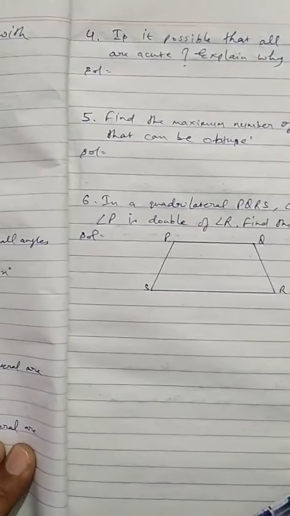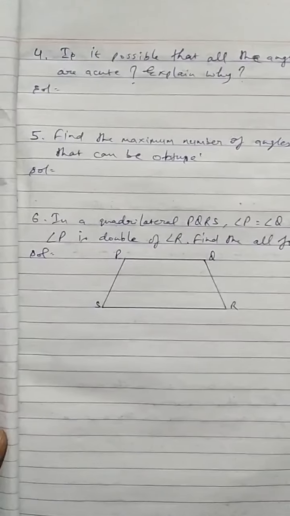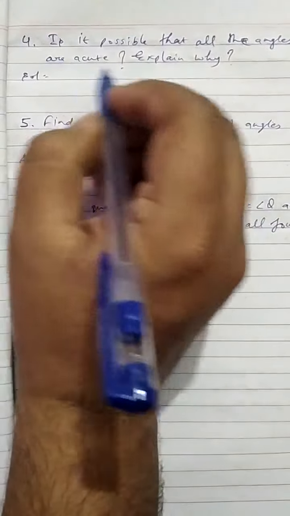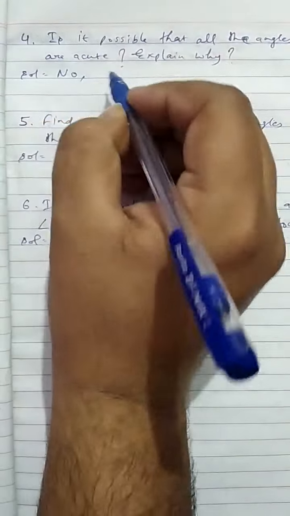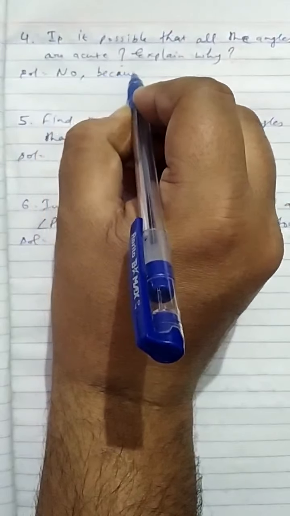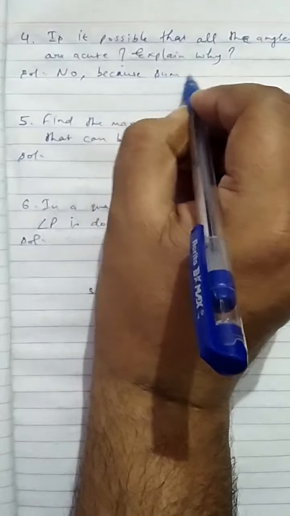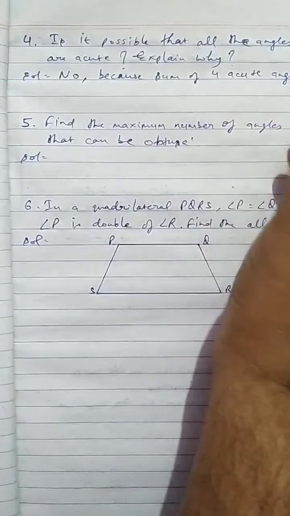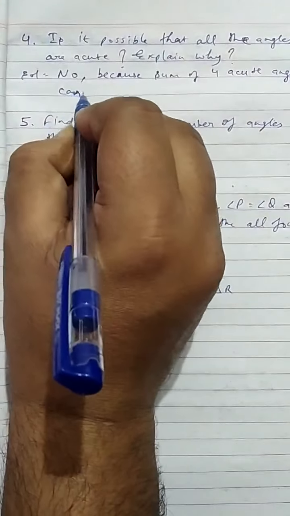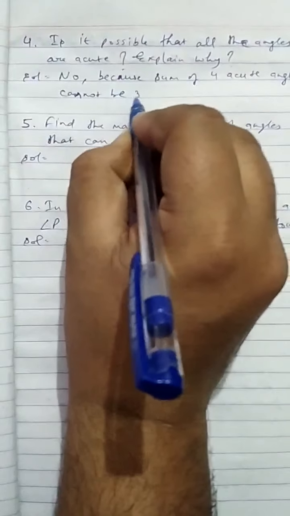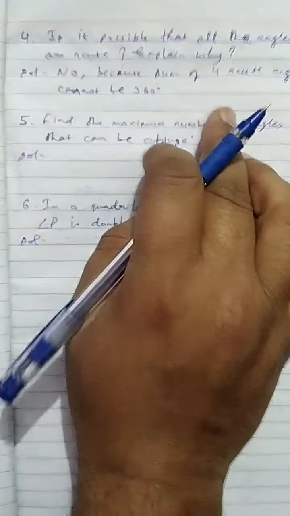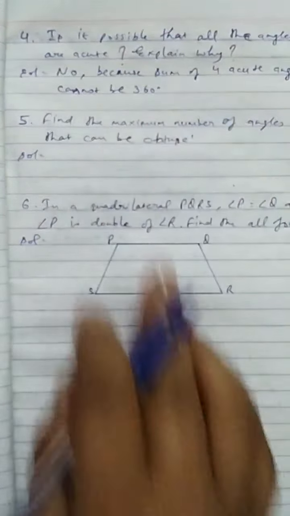Next, question number 4. Is it possible that all angles of a quadrilateral are acute? Explain why. No, because the sum of 4 acute angles cannot be 360 degrees. If you take 80 degrees 4 times, then it will be 320. That is an example.